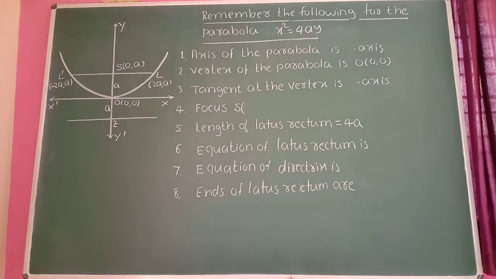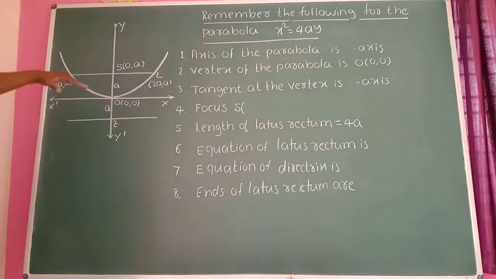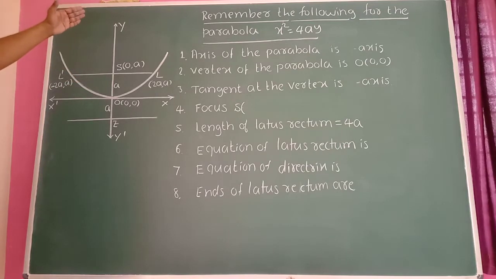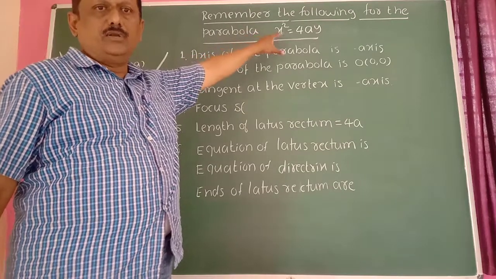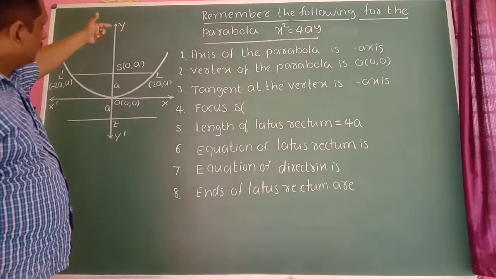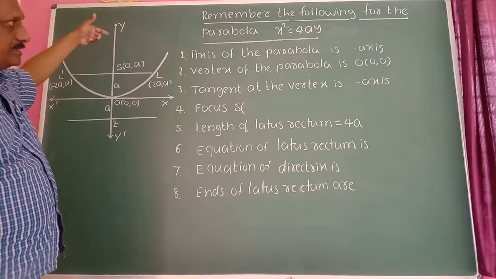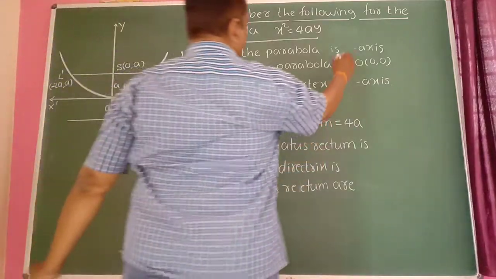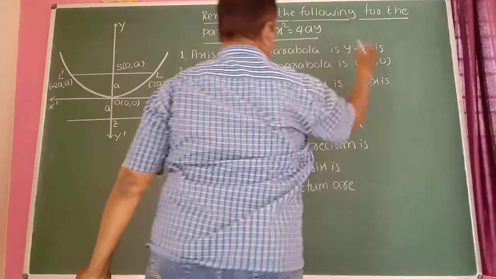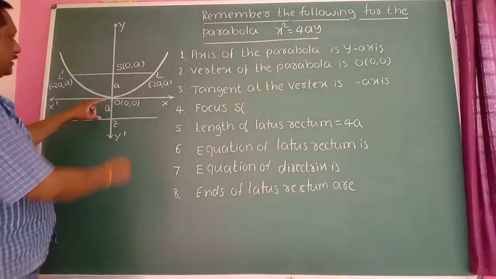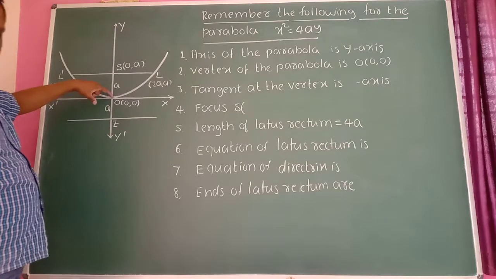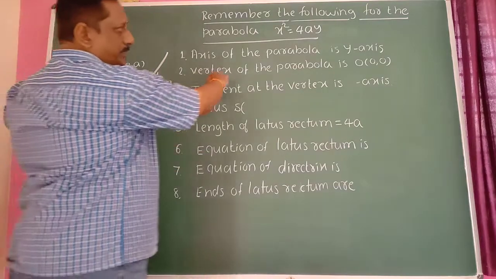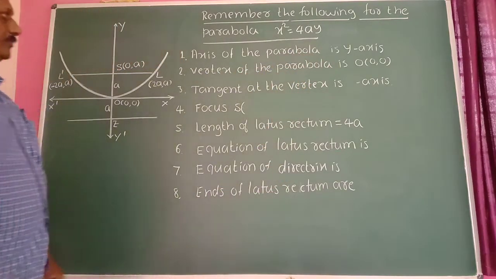So this third parabola opens upward. Then the equation of the parabola is x squared equals 4ay. In this case, the y-axis becomes the axis, so the axis of the parabola is the y-axis. This axis cuts the parabola at the vertex, the origin. Therefore, the vertex of the parabola is the origin, (0, 0).